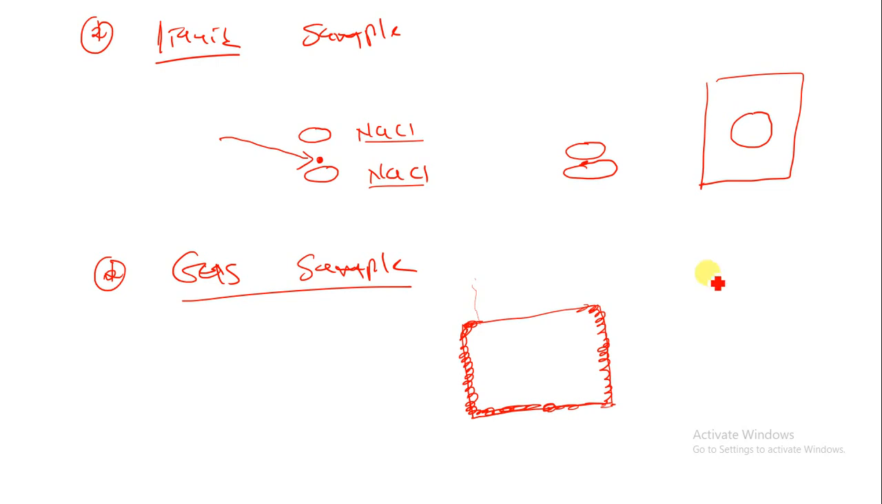Then we inject the gaseous sample into this compartment, and then we can do gaseous sample analysis by IR spectra. So these are the three important types: solid sample, liquid sample as well as gaseous sample. Now this is our IR spectrometer, and this is how we can do IR spectra using a solid sample, liquid sample and gaseous sample.